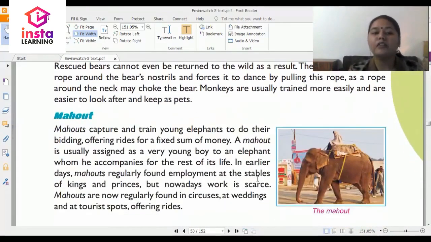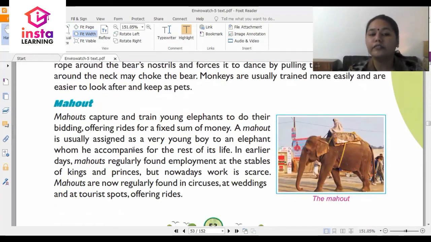Then you have Mahout. They capture and train young elephants to do their bidding, offering rides for a fixed sum of money. A Mahout is usually assigned as a very young boy to an elephant whom he accompanies for the rest of its life.